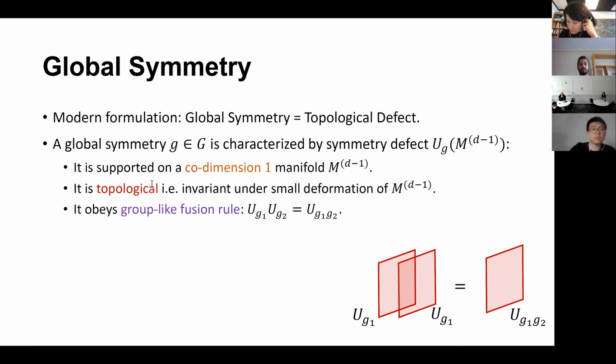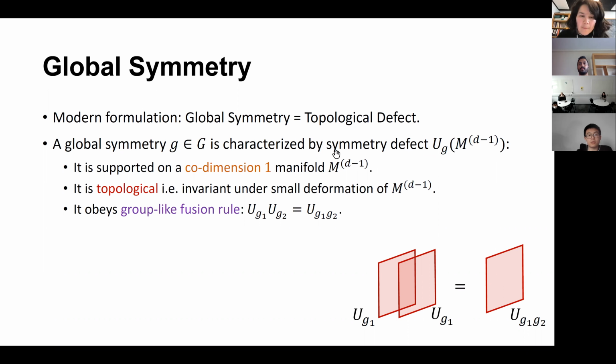To this audience, I probably don't have to say too much about why we care about global symmetries and how important and useful they are for our study of quantum field theory. But nevertheless, let me just remind you of the basics. In the modern formulation, the abstract way to think about global symmetries is to think of them as a set of topological defects in a quantum field theory. For example, if we have a global symmetry G, we can think of it as characterized by some symmetry defects, which are codimension-one topological defects inside the quantum field theory.